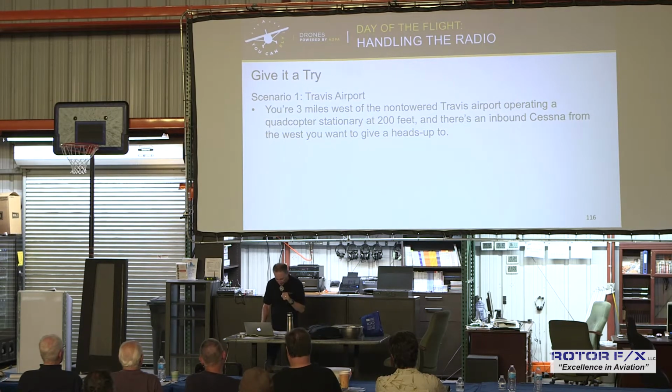The call would be for scenario 1: Travis traffic, this is a drone operation. Be advised that I am operating stationary at 200 feet AGL, approximately 3 miles west of the airport, Travis.